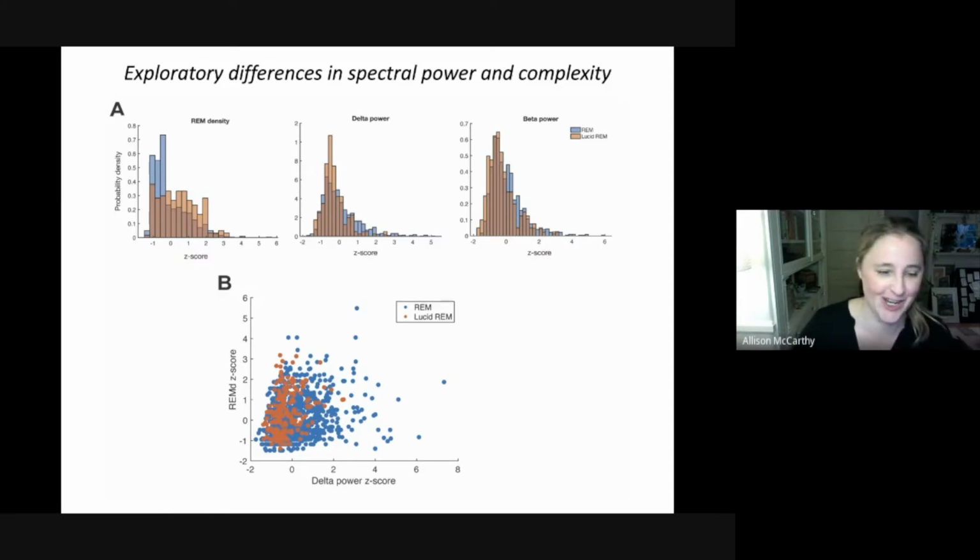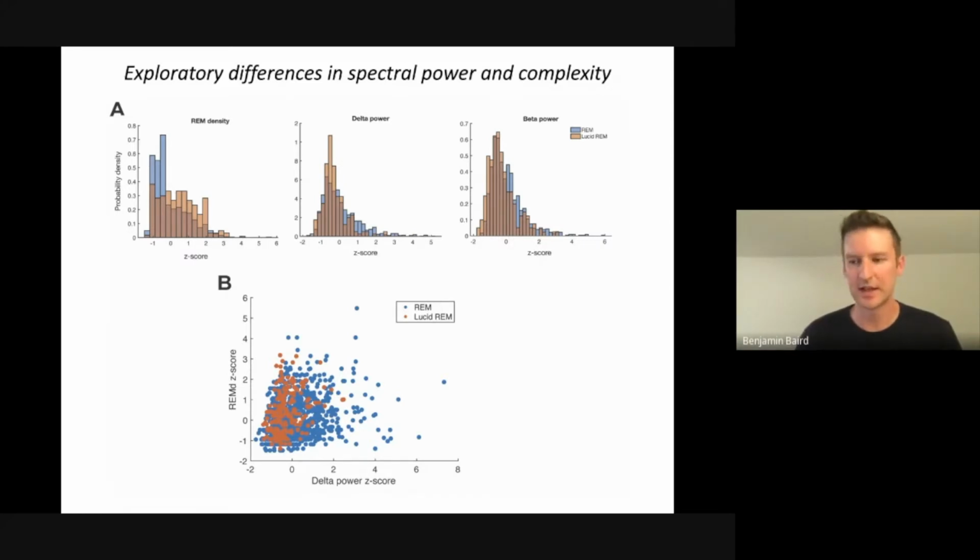So it's just super interesting to see all this as it relates to the binary, yes, lucid, not lucid, but we know it can continue to grow and expand from there. Yeah, exactly. That's one of the things that we face in the lab.